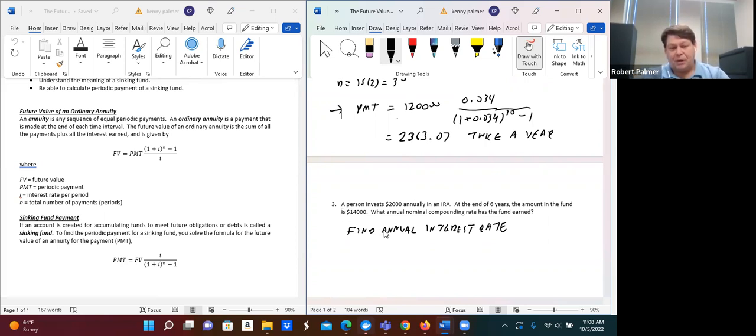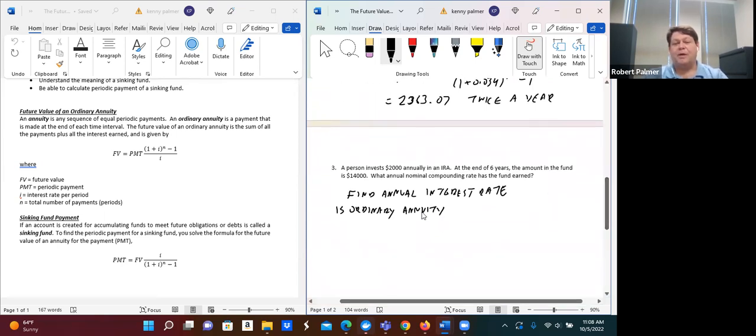Now, once again, this is an ordinary annuity, because in this case we're not talking about a sinking fund. It didn't ask us about that. So the goal is to find the interest rate, and this is an ordinary annuity. Let's figure out what we have then. We invest $2,000 annually. That's going to be our payment. So our PMT is going to be $2,000 annually.